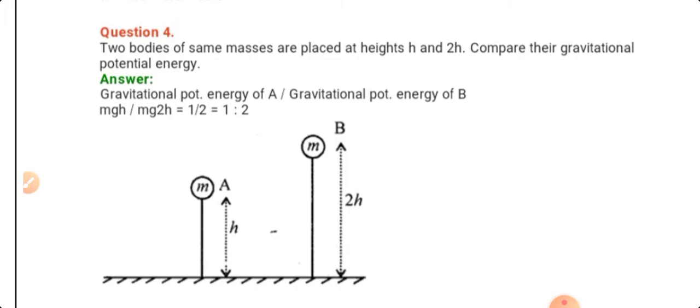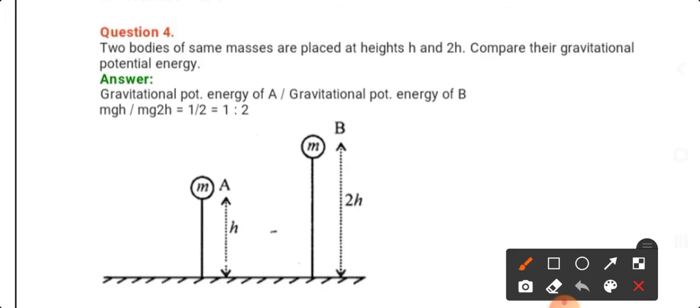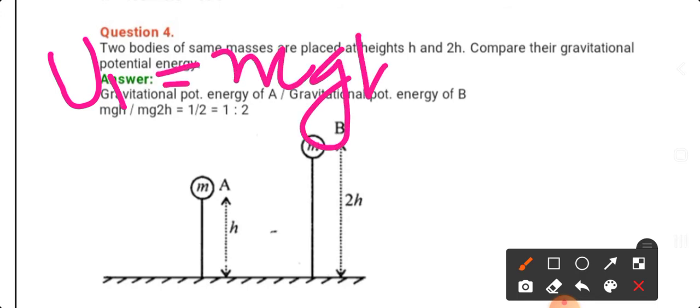Okay, now let us come to the question. Here two different cases for height are given. You have to compare the potential energy. So what you are going to do is find the potential energy, which you write with U. So for U1 you take the equation mgh.